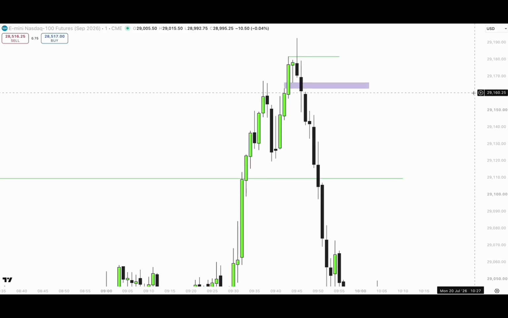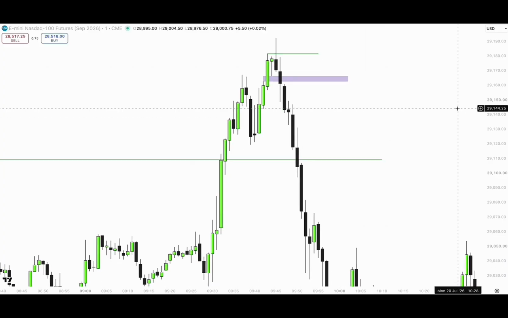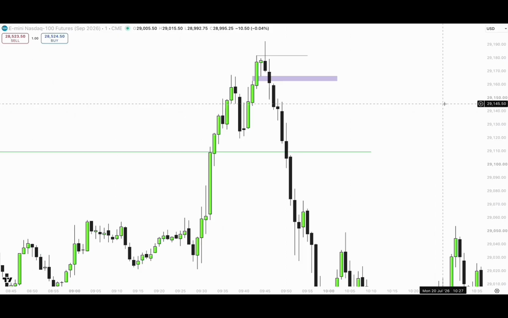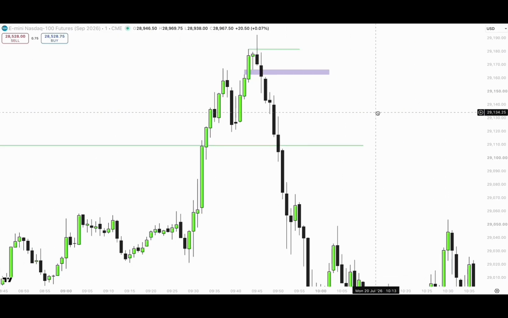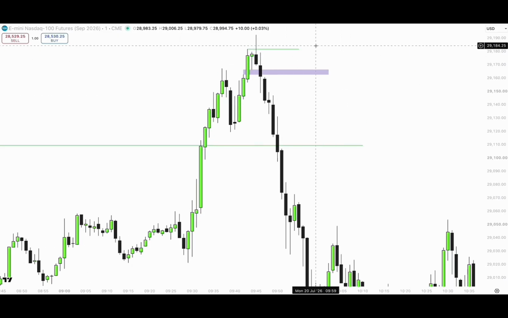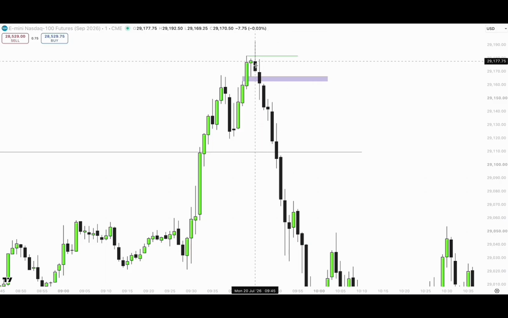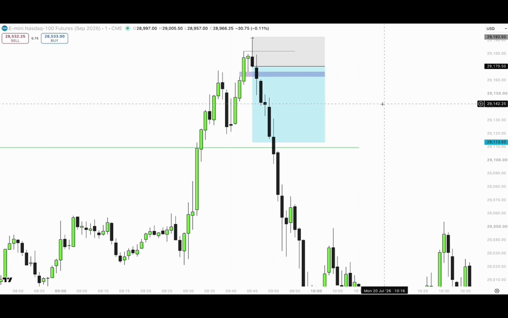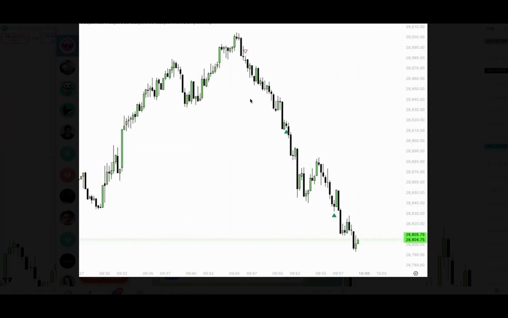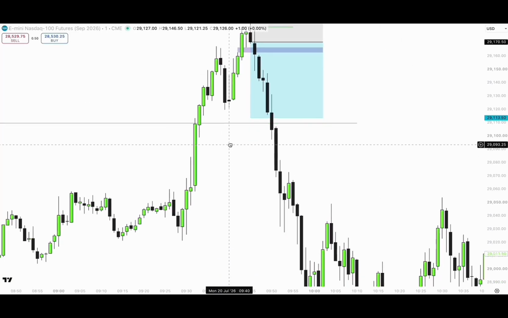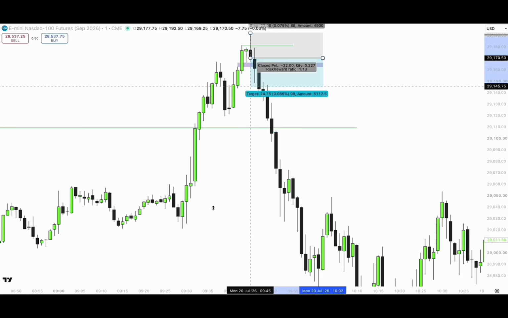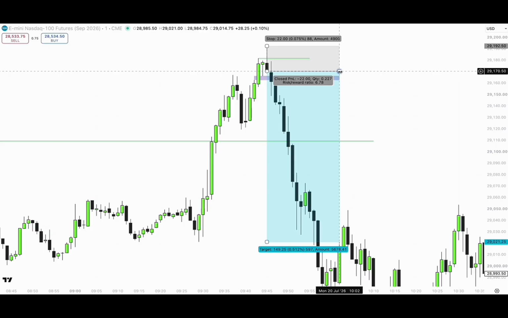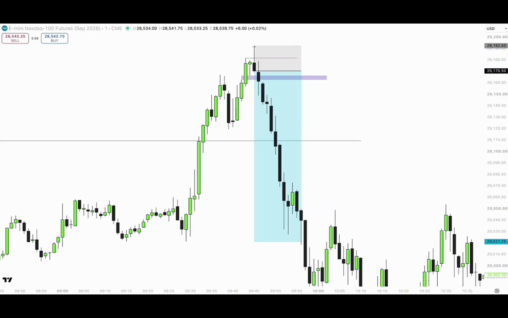So this is the little hint that I'm going to give you of what my setup on Monday looked like. My entry was approximately here, as you saw on my picture right here, and my exit was basically this low right here. So this is how my trade looked.